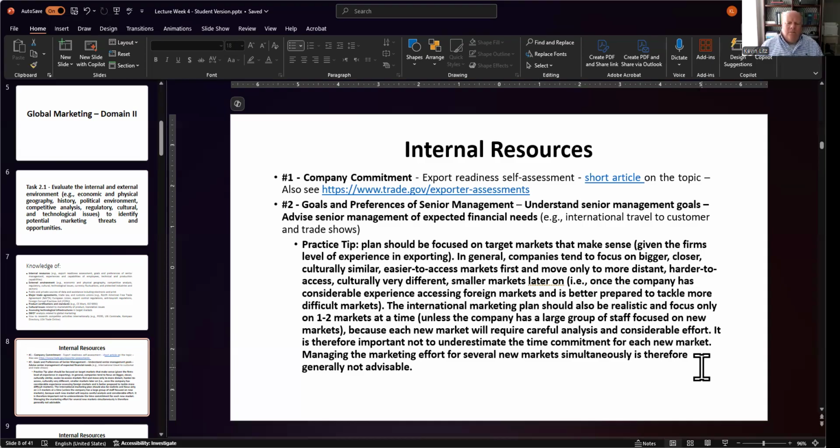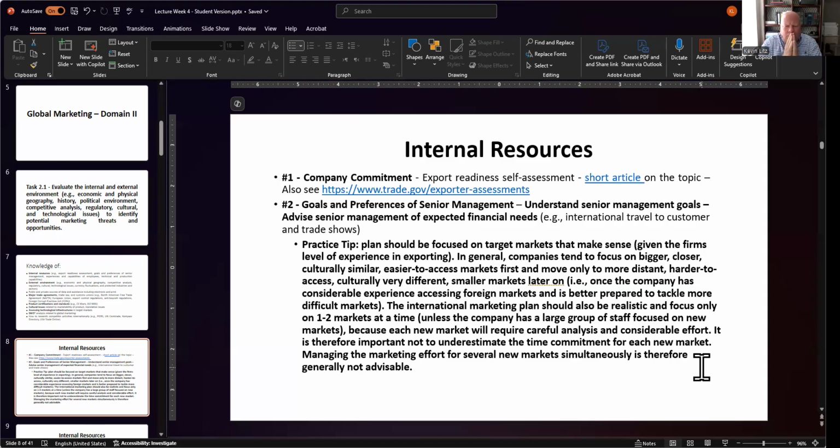The next is, what does senior management really want to do? Are they looking for a 10% increase? You might describe to them that it's going to cost more to do sales in international markets. And if you're in a really tight market with small margins, international sales might not work for you, because you won't have the margin to be able to do that.